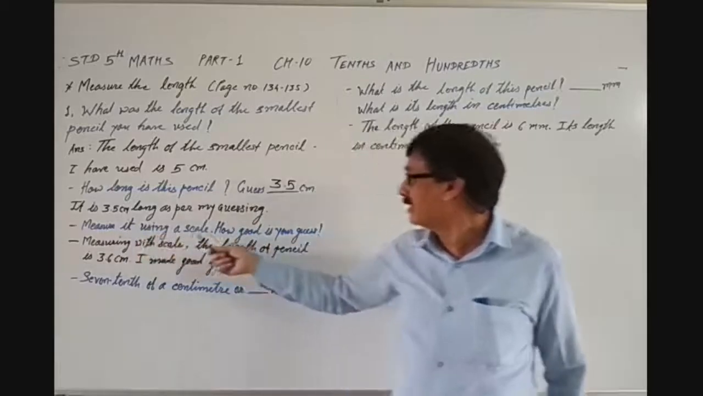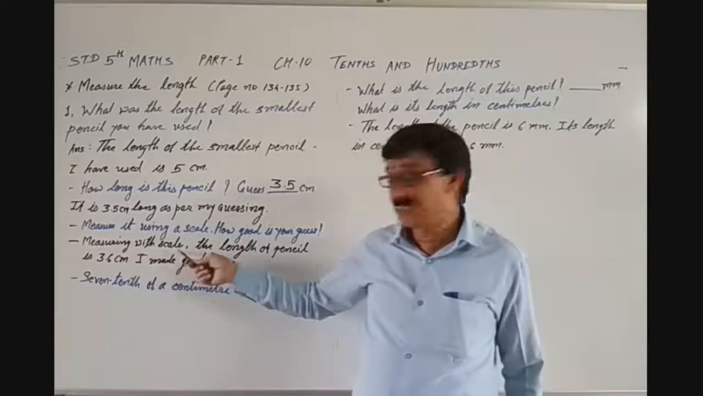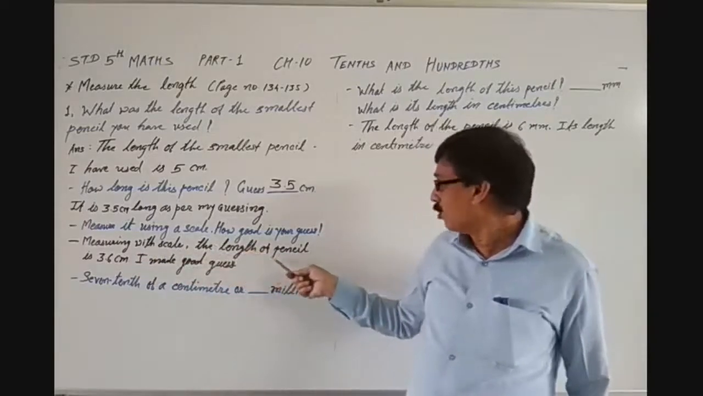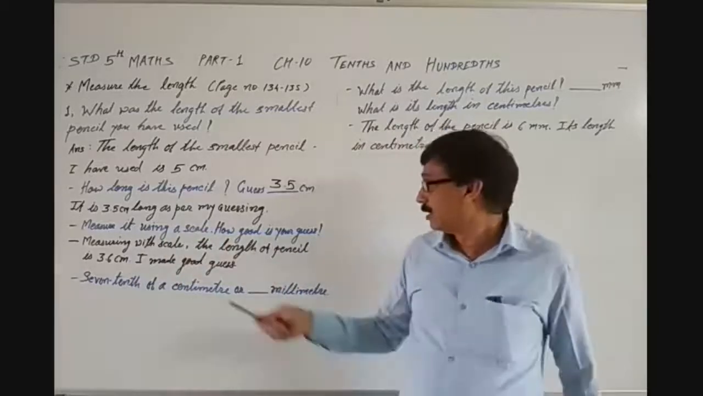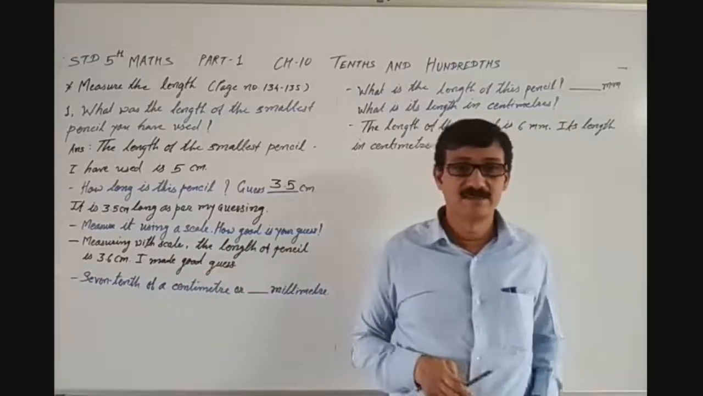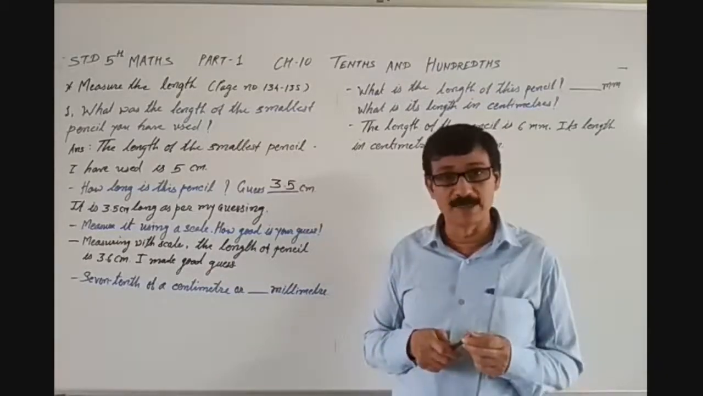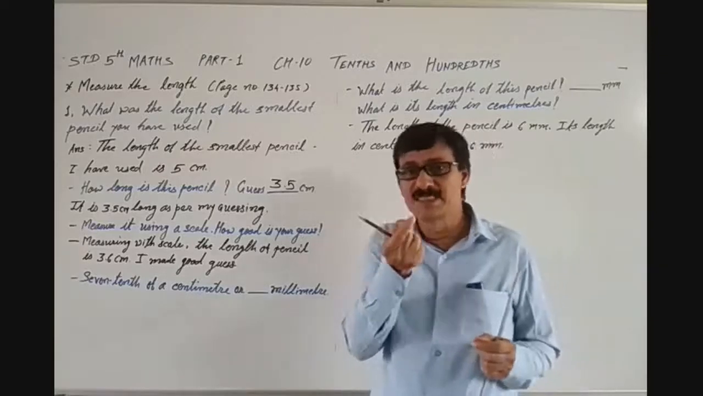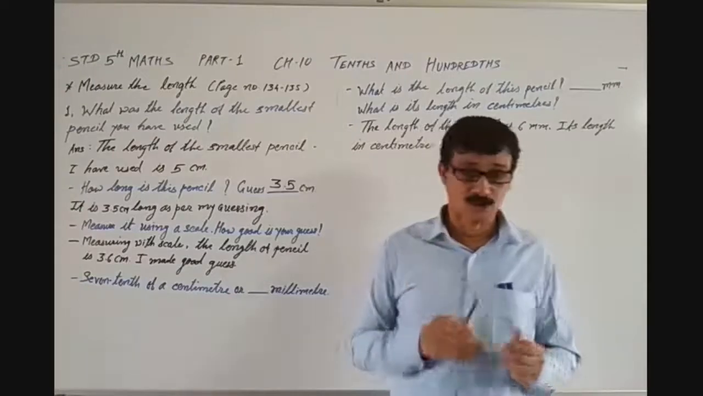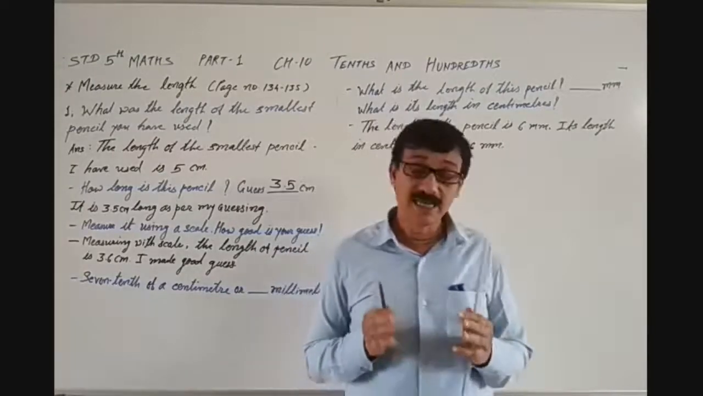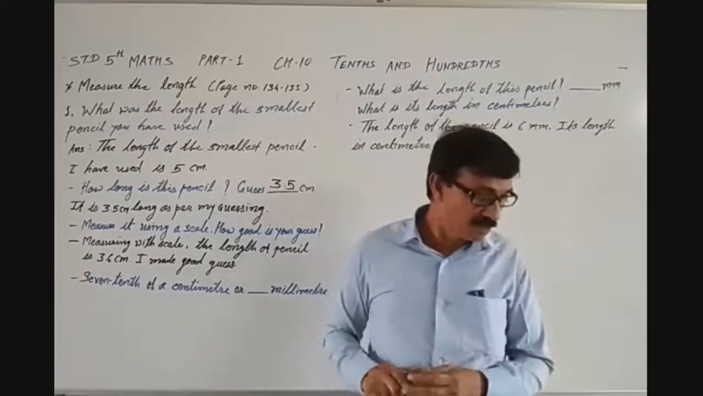And now measure it using a scale. How good is your guess? Measuring with scale, the length of pencil is 3.6 centimeter. I made a good guess. Why? Because I guessed it is 3.5 centimeter, but only 1 millimeter change. That is 3.6 centimeter, isn't it? So I guess very good. Okay. Now let's go further.